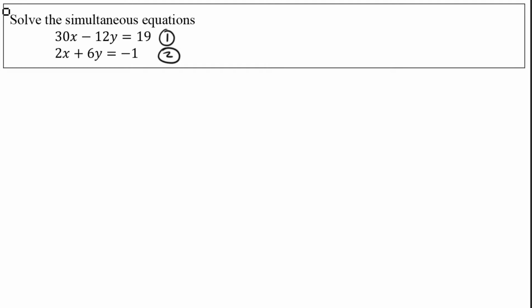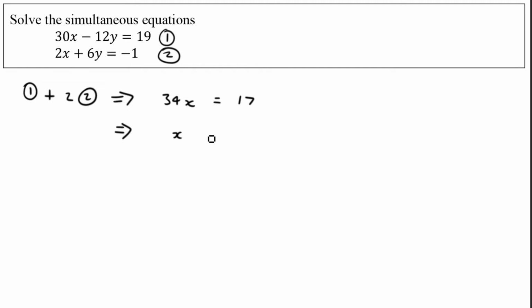Using the alternative of elimination, we could do equation 1 and 2 lots of equation 2. How many x's would we have? 30 from equation 1 and 4 from equation 2, because we've got 2 lots of that equation. So we would have 34 x's. But then negative 12y from equation 1 and 2 lots of 6y, which is 12y from equation 2, they will all cancel out. On the right hand side, we'll have 19 from equation 1 and negative 2 from equation 2, so we'll have 17.